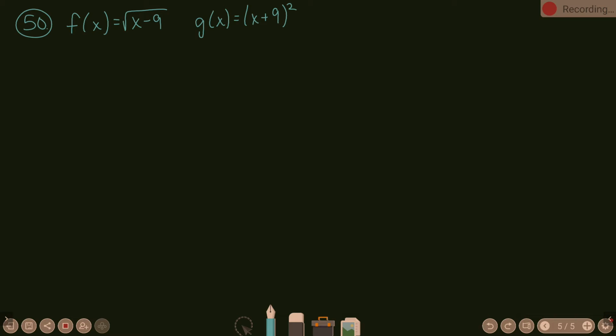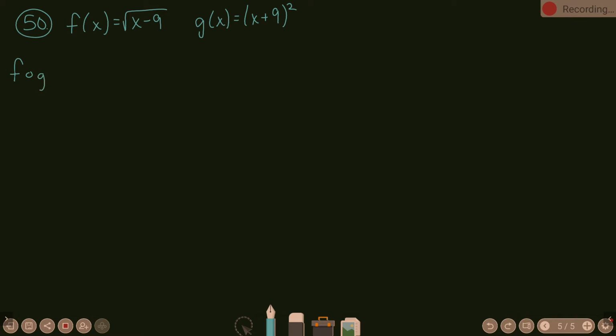Okay, this is something we did at the end of last week, talking about using composition to determine whether f and g are inverse functions. Technically we could graph these and see if they are reflections across the y equals x line. But the other way we talked about is checking f of g and g of f, so composing them and seeing if they equal x.